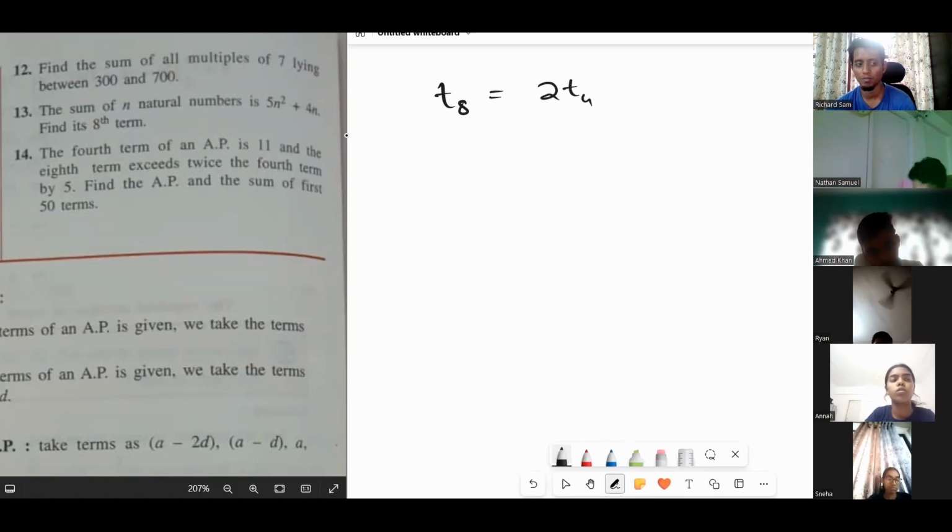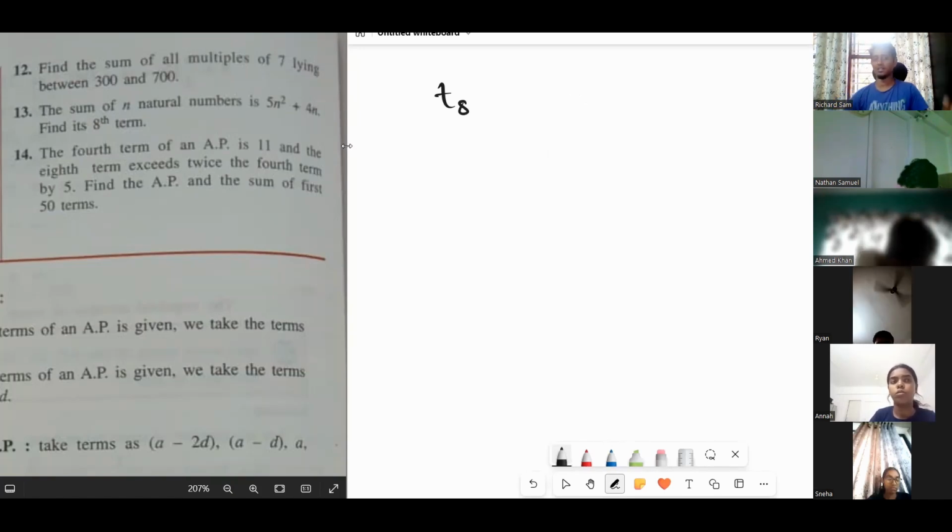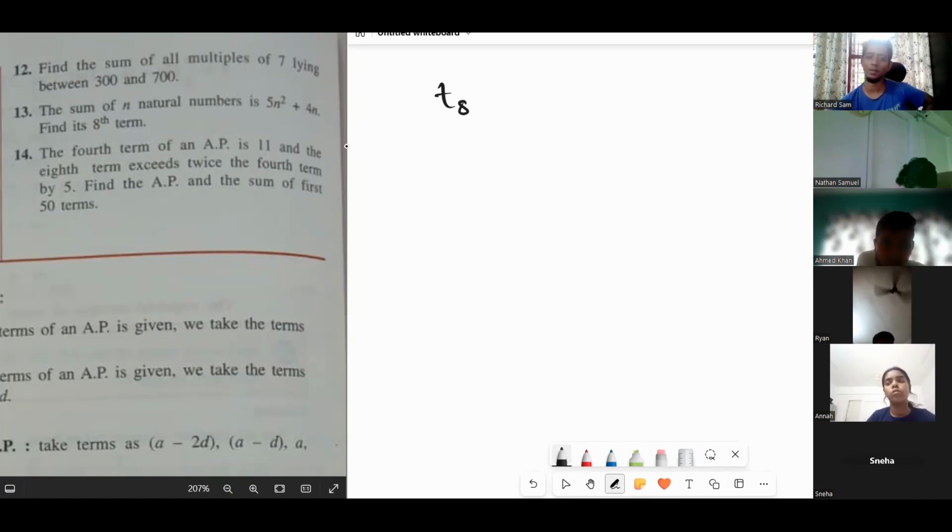Okay, so see, there are many ways to write this. Which one do you understand the best? You tell me. Based on what you understand, I'll make the equation. The 8th term exceeds twice the 4th term by 5. What do you understand from this?